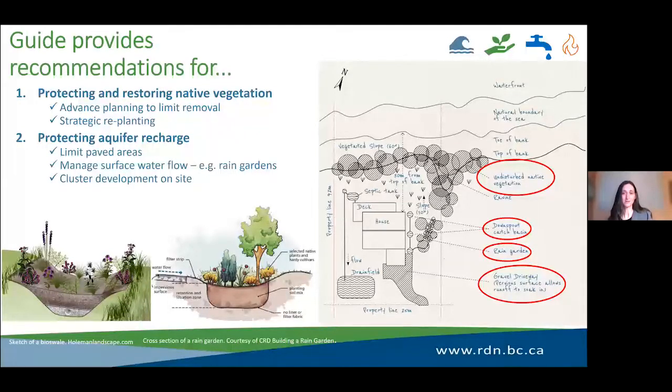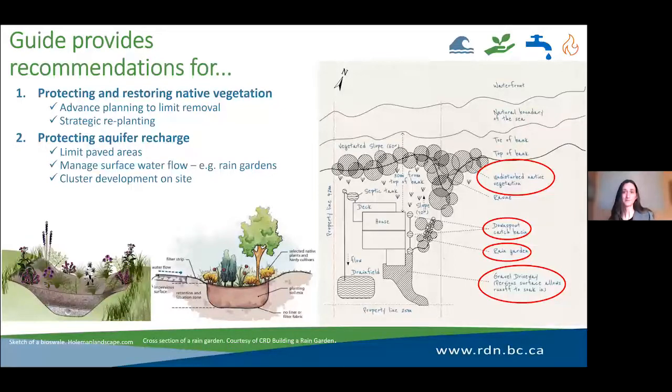Protecting aquifer recharge is another topic. So limiting paved surface, using bioswales and rain gardens to manage surface flows, and clustering the development on the site. This presents some pretty good risk management for drought and also reducing the risk of overland flooding.